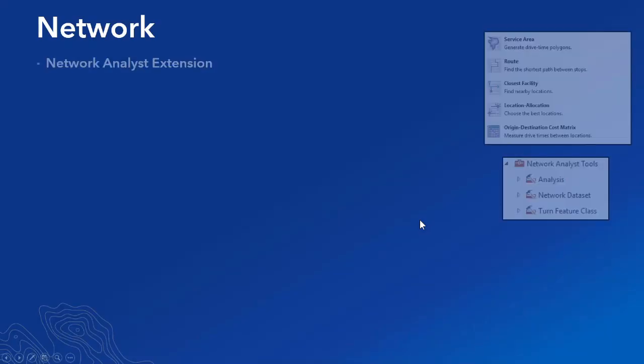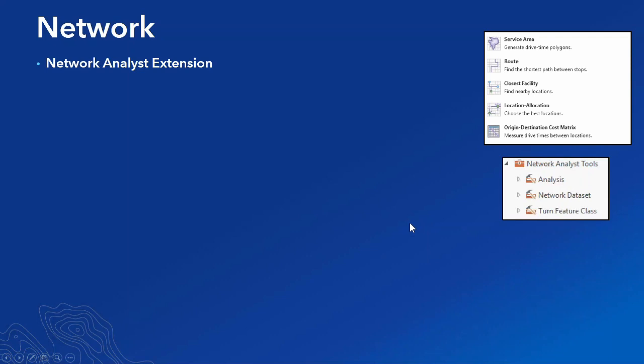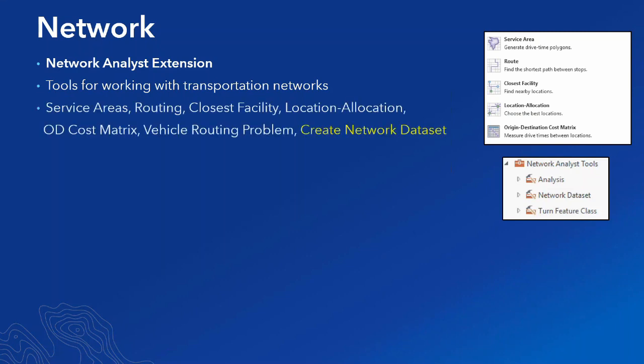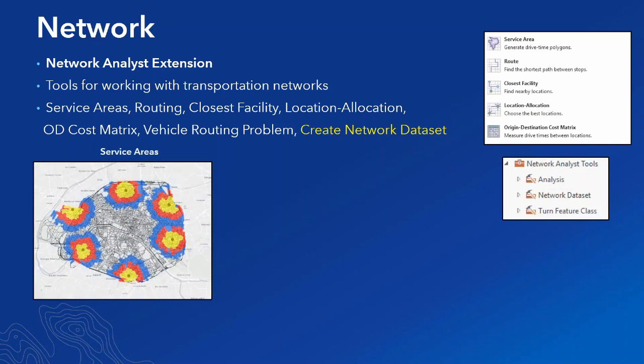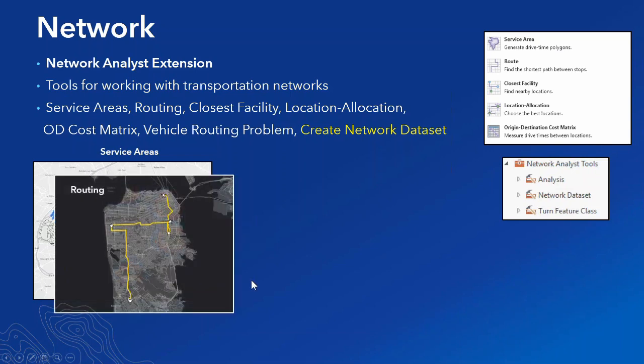All right, so back to our slides. Let's talk about network analysis. Network analysis requires a Network Analyst extension, and it provides tools for working with transportation networks. These include techniques such as calculating service areas, routing, location allocation, and the vehicle routing problem. An example of service areas: these rings represent, say, 5, 10, and 15-minute drive times from specific facilities.